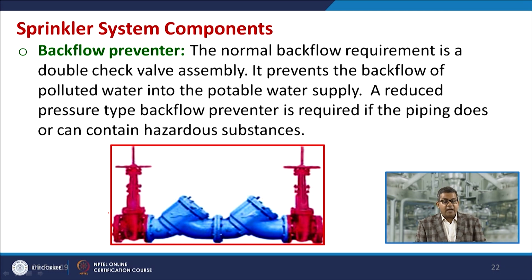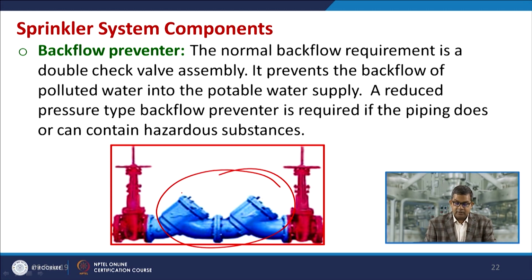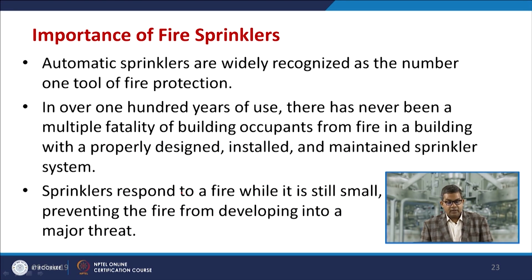There are also backflow preventers. The normal backflow requirement is a double check valve assembly, usually like this. It prevents the backflow of polluted water into the potable water supply. A reduced pressure type backflow preventer is required if the piping does or can contain hazardous substances. Sometimes it is a common problem in various chemical plants.